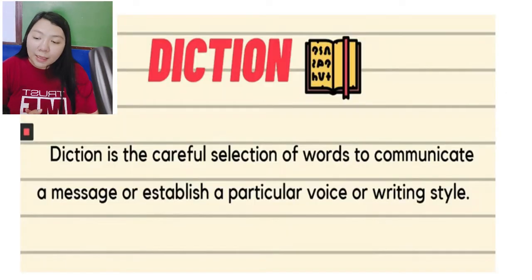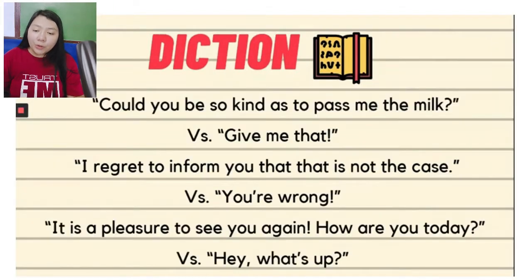Diction. Diction is the careful selection of words to communicate a message or establish a particular voice or writing style. For example, could you be so kind as to pass me the milk? Versus, give me that. What else? I regret to inform you that that is not the case.